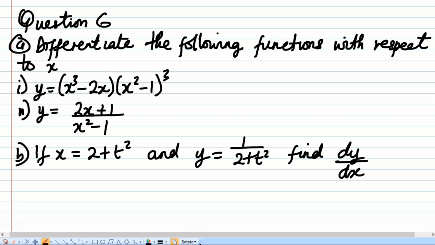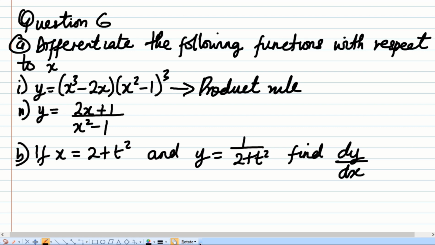Alright, so this is question number 6. We are asked to differentiate the following functions with respect to x. Now see the first function there. We have y is equal to s cubed minus 2s multiplied by s squared minus 1 raised to power 3. I hope you can already identify what is happening here. This is again the product rule. So again, I'm going to allow you to flex your muscles with this. You're going to try to simplify this yourself again.